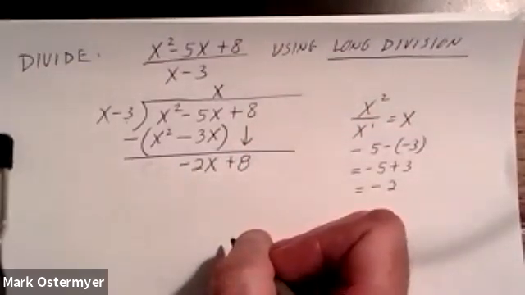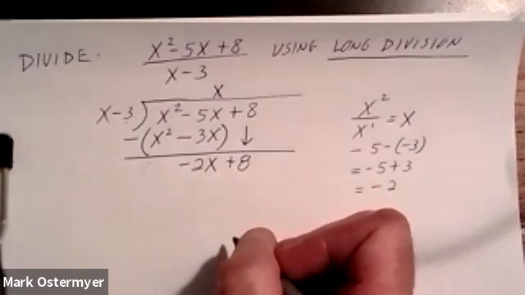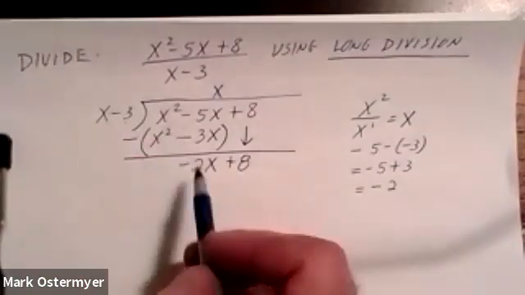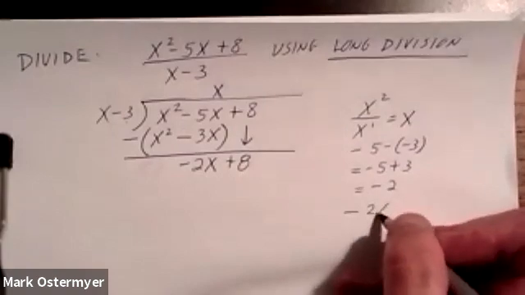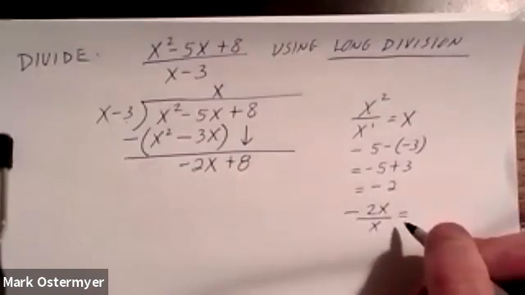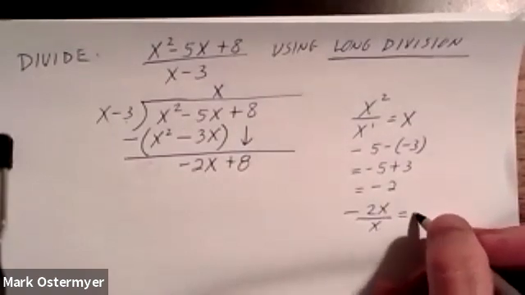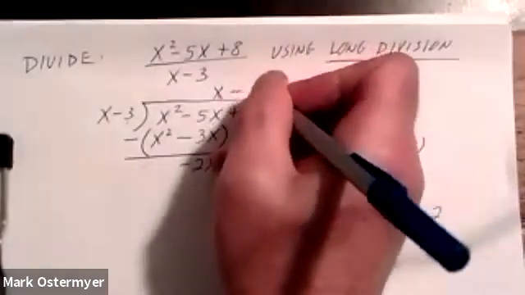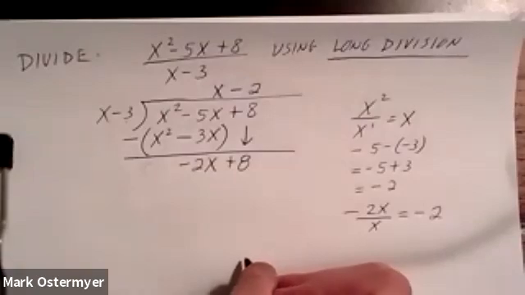Round 2 of division. We ask ourselves, how many times does x divide into negative 2x? Negative 2 times. Negative 2 is the next term in your quotient.